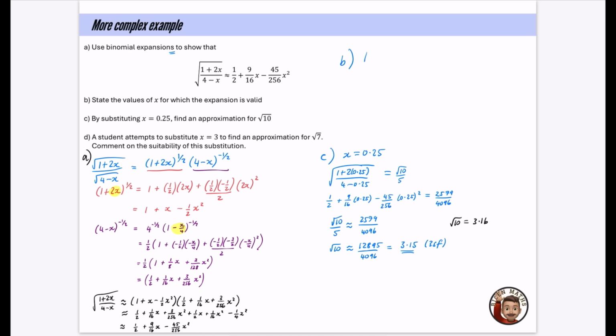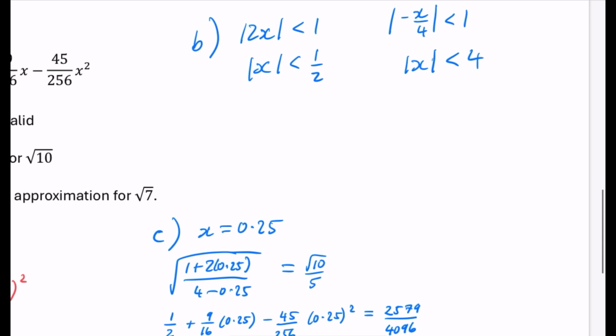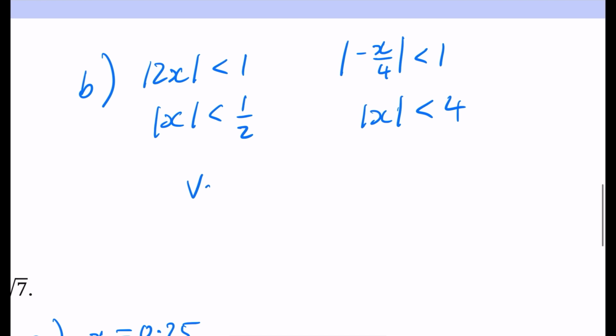So for the beginning one, that is that the modulus of 2x is less than 1. In other words, the modulus of x, dividing both sides by 2, is less than a half. And then the other one was the modulus of minus x over 4 is less than 1. That's just going to be getting rid of the negative and timesing by 4, that x has got to be less than 4. So it is only going to be valid if both of these things are true.